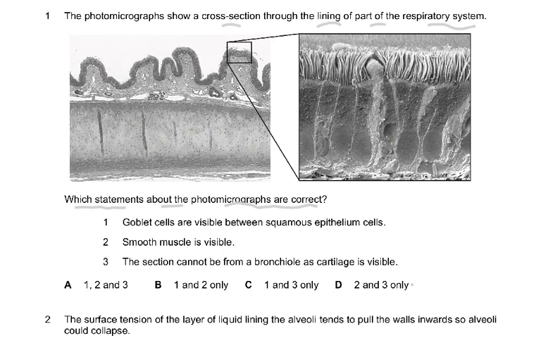Goblet cells are visible. Yes, this is a goblet cell, and this is the mucus here, because you can see this is the ciliated epithelium. This is the cilia. So ciliated epithelium. So goblet cells are visible between the squamous epithelium cells.